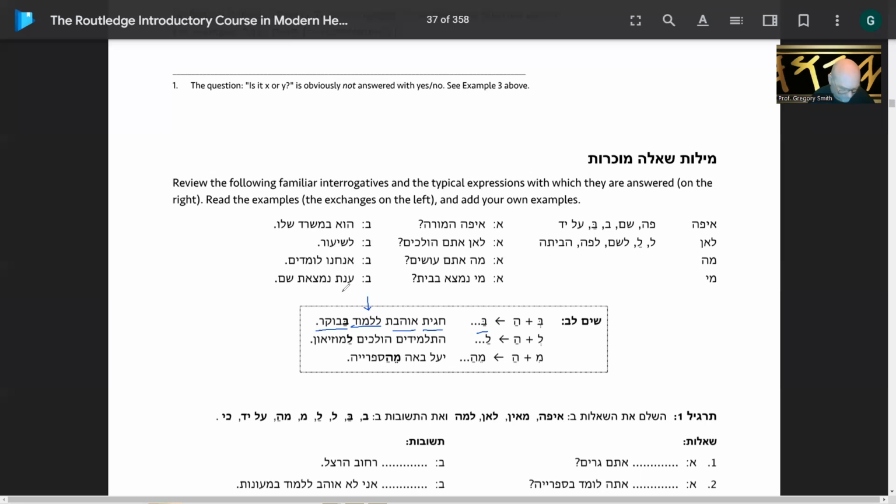חגית אוהבת ללמוד בבוקר. Hagit ohevet lilmod baboker. So Hagit likes to study, lilmod baboker, in the morning.